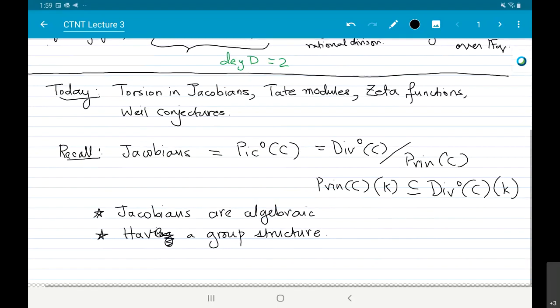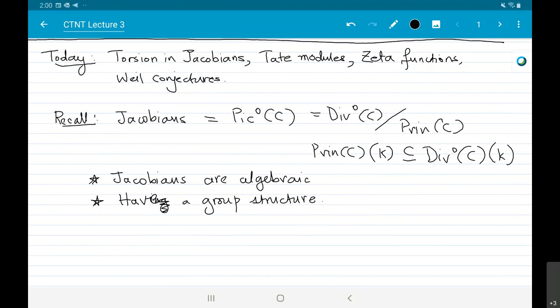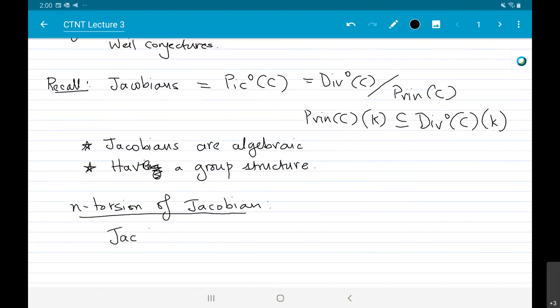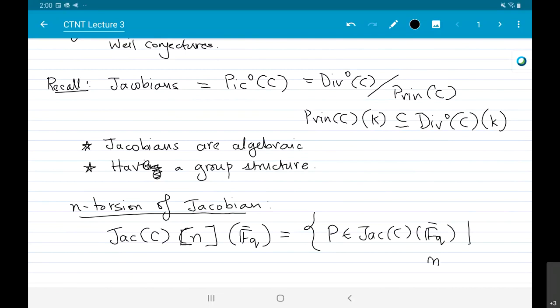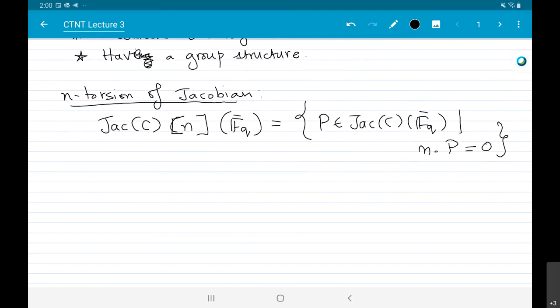Okay, awesome. And so just as we defined the n-torsion of an elliptic curve, you can define the n-torsion of a Jacobian. I'm going to look at all the FQ-bar points. So this is the notation for the n-torsion, and its FQ-bar points are all of those points inside the Jacobian, so all divisors that are defined not necessarily over the ground field, such that n times P equals 0. This is very similar to an elliptic curve: you're just taking all of those points so that when you add it to itself n times, you get 0, which is the trivial divisor. Okay, great.